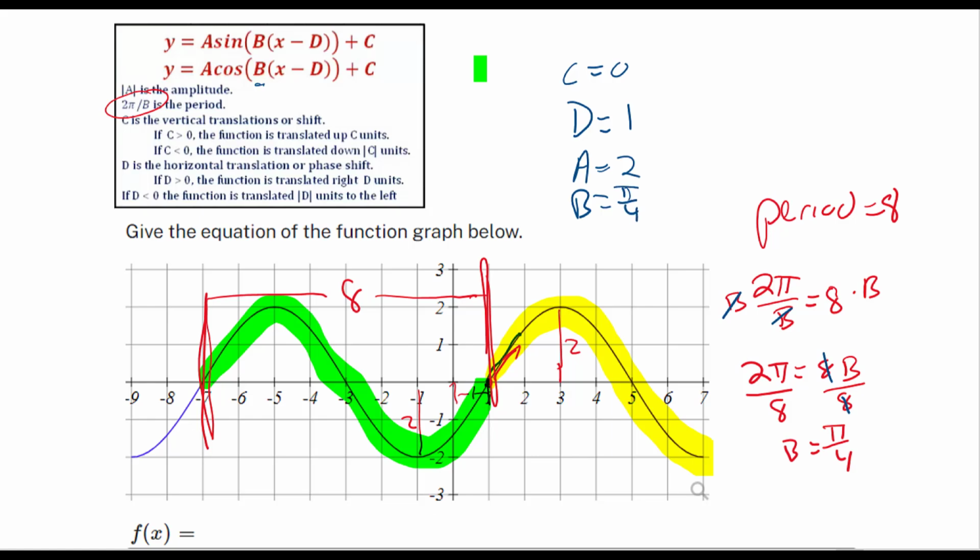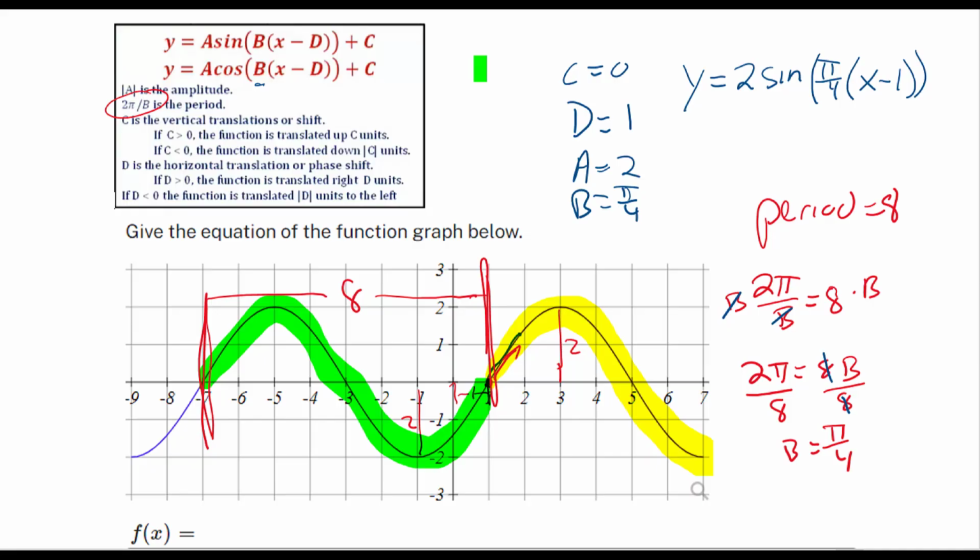So our formula, going with sine, is y equals 2 times sine of our b, so pi over 4, times x minus 1. Okay, that's doing a sine one.